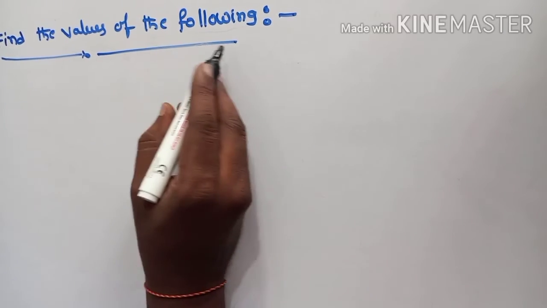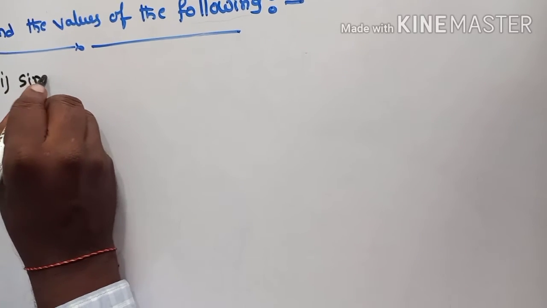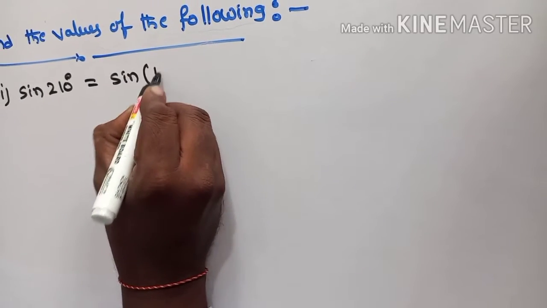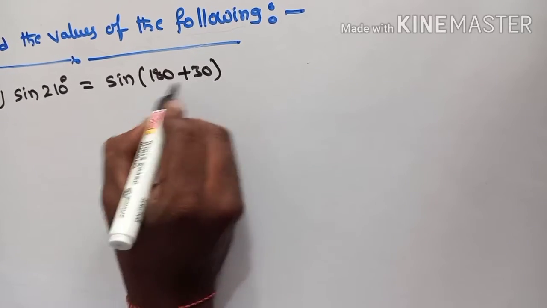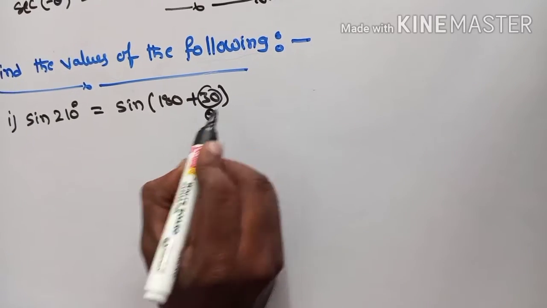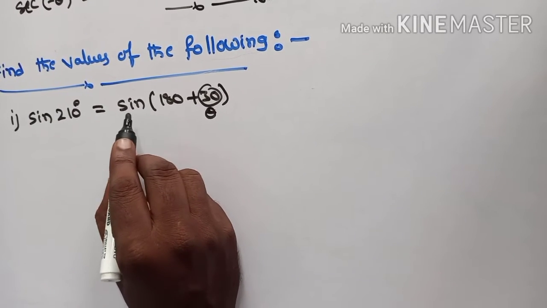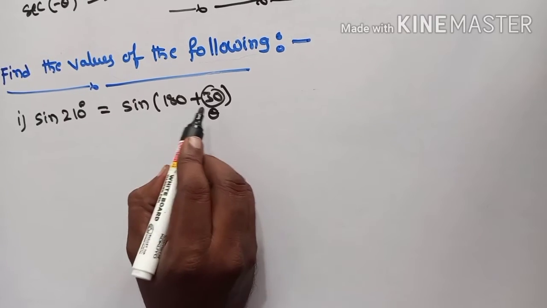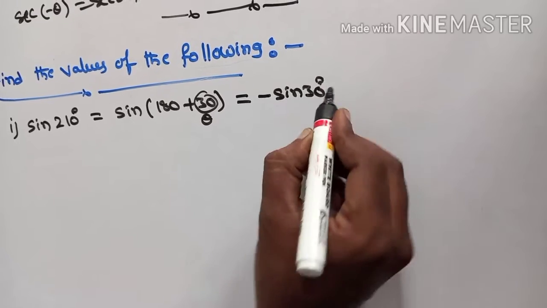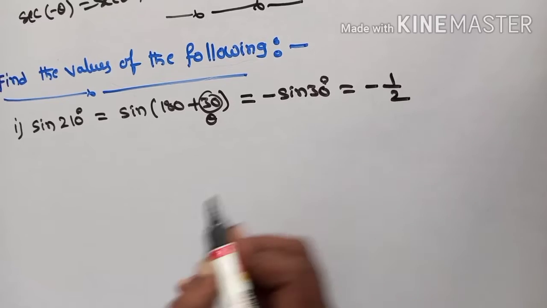Now find the values of the following. First one, sin 210 degrees. This can be written as sin of 180 plus 30, since 180 plus 30 is 210. We consider 30 as theta. Sin of 180 plus theta is in the third quadrant. In the third quadrant, sine is negative. Sin of 180 plus theta is minus sin theta, so minus sin 30. Sin 30 value is 1 by 2. So this value is minus 1 by 2.